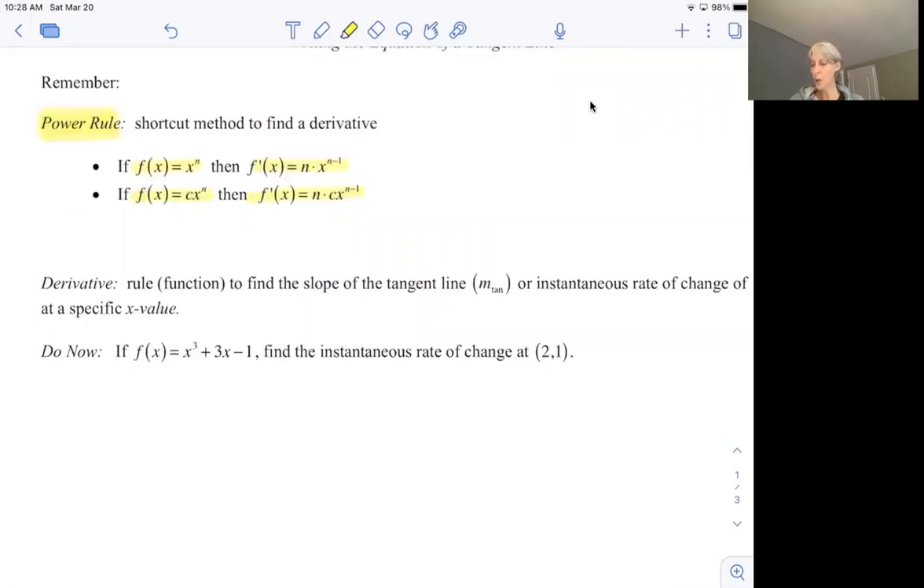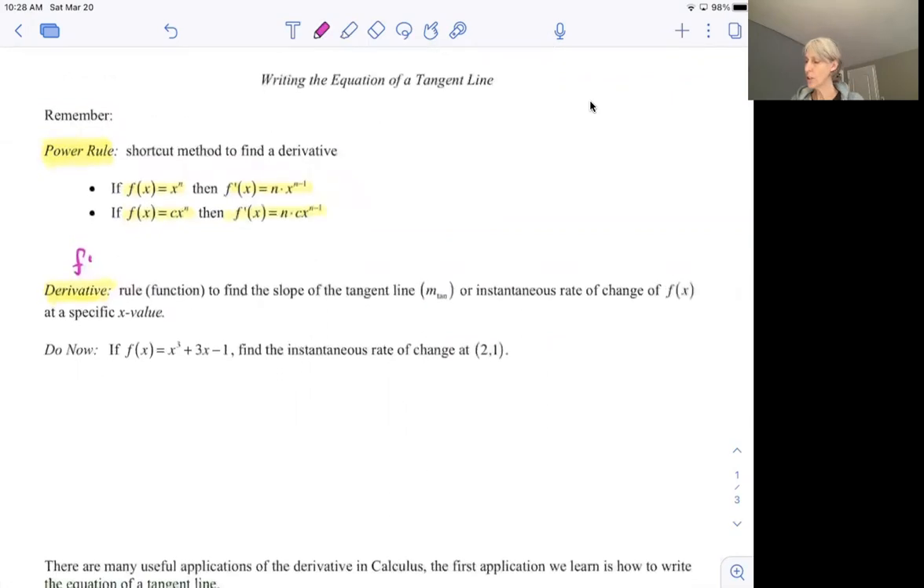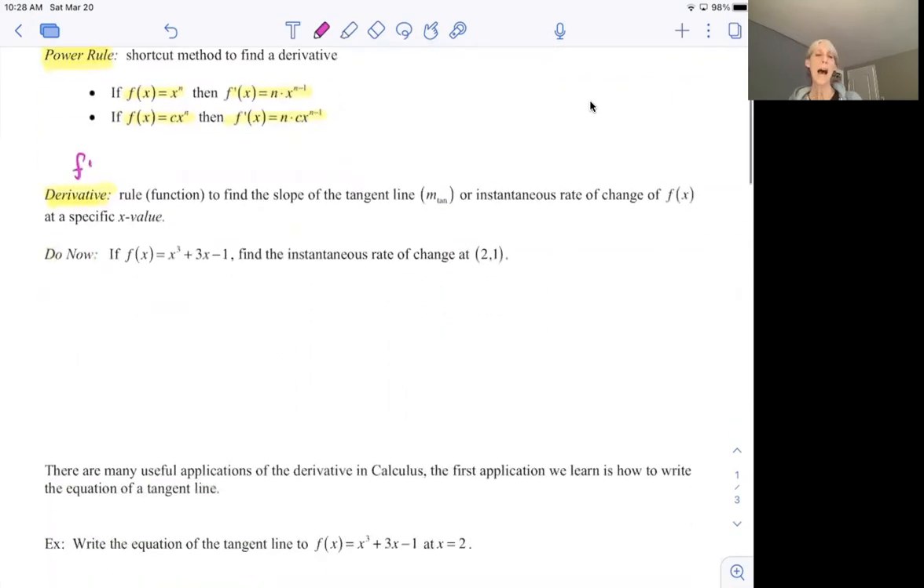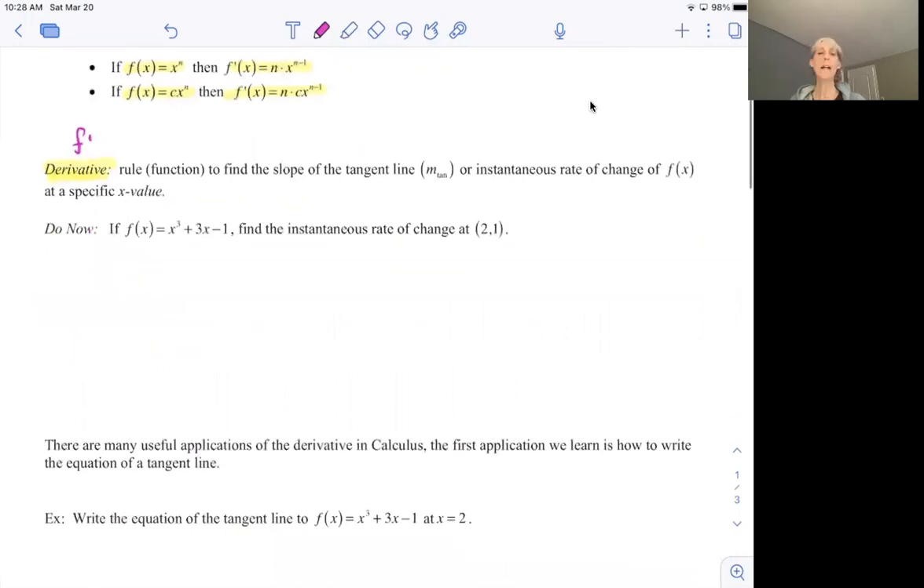It's just 0. We also want to remember that the derivative, our f prime, is a rule or a function to find the slope of the tangent line, or the instantaneous rate of change of f of x at a specific x value. So let's begin by putting that into practice. If f of x equals x cubed plus 3x minus 1, we want to find the instantaneous rate of change at, of course, I have a typo. This should be at x equals 1. So let's fix that in our notes real quick.